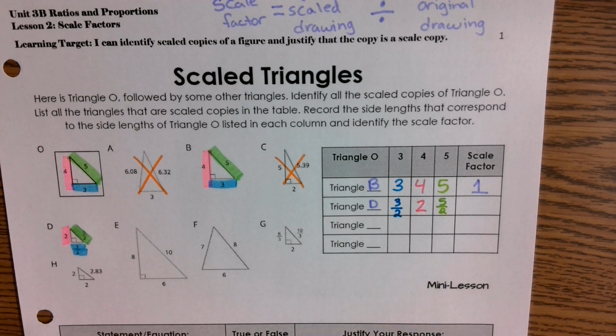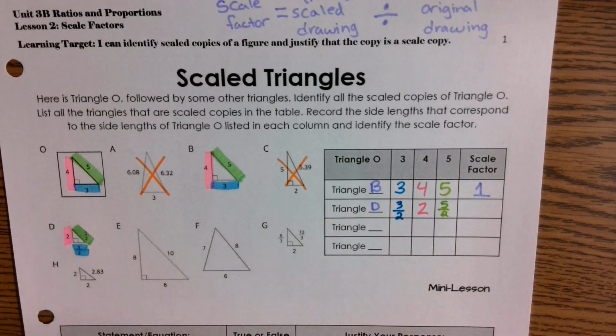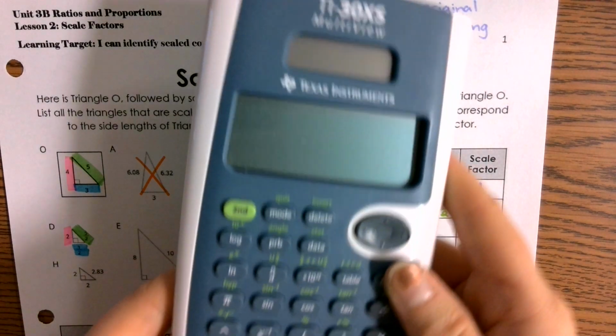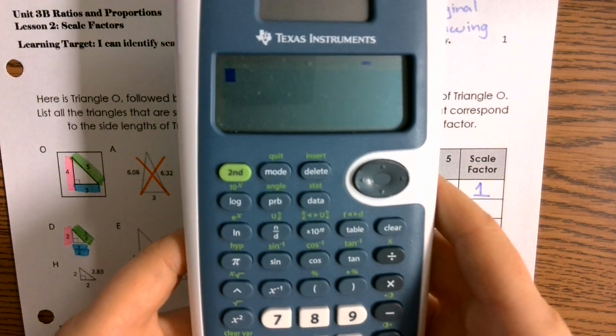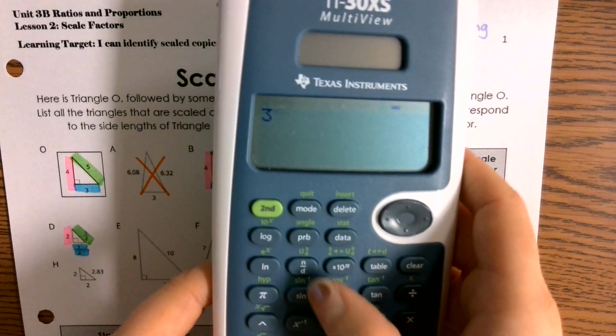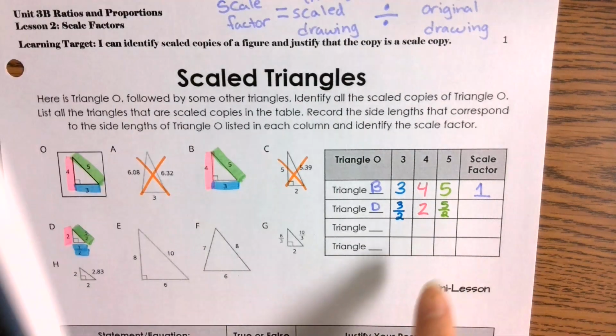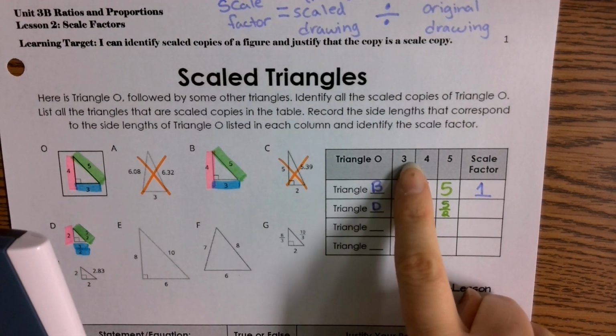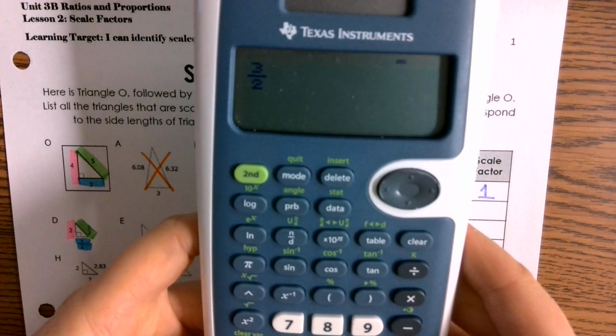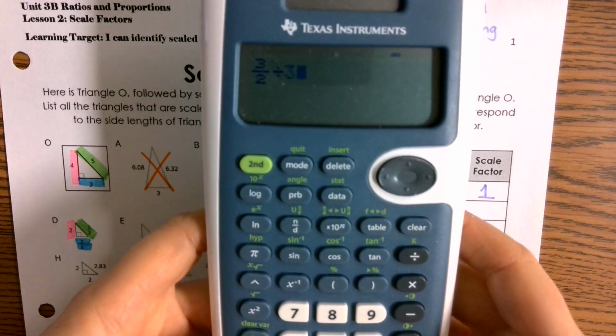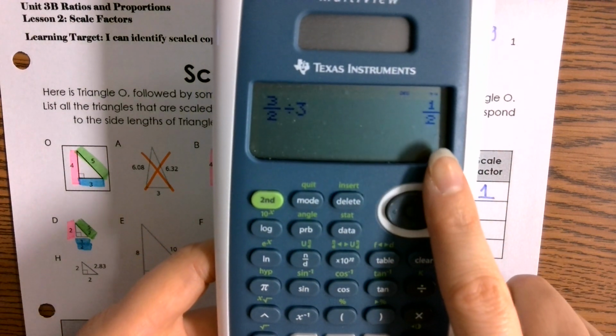So we're going to take 3/2. I'm going to use my little calculator here. Everybody can see the calculator on the screen? Yes. We're going to take 3/2, and we're going to divide it by what? What am I going to divide it by? 3, because the original value was 3. So we're going to divide it by 3, and that becomes 1/2.